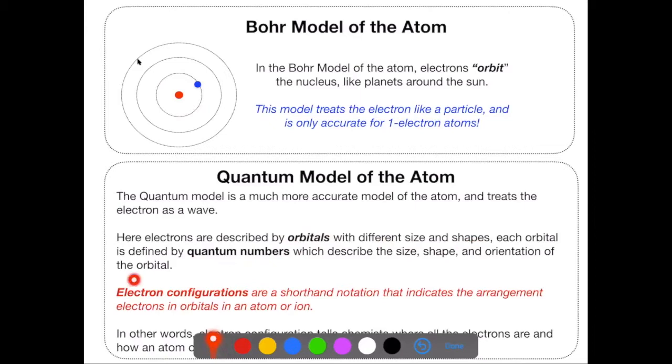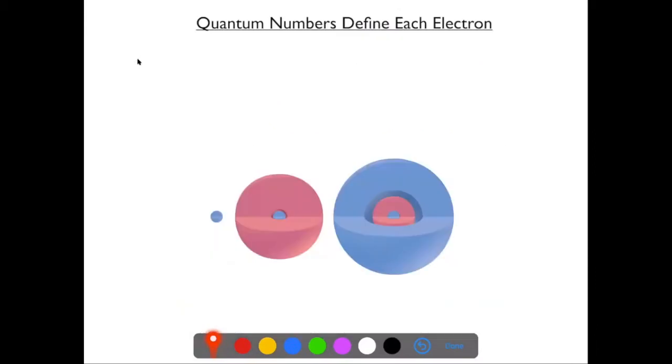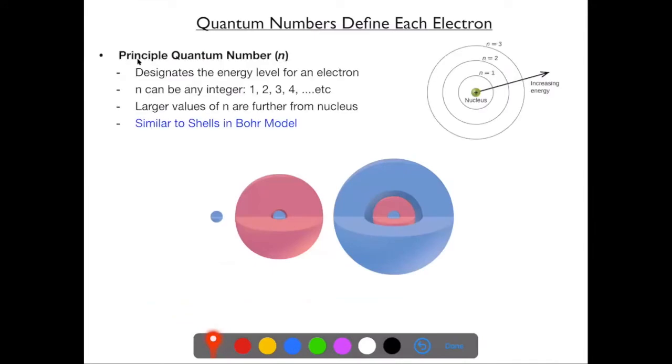An electron configuration then is really a shorthand notation, and that's going to tell us chemists where all of the electrons are in an atom, what orbitals hold all of the electrons in an atom. So a little bit about our quantum numbers first that define each electron. There are 4 quantum numbers. The first quantum number is the principal quantum number n. The thing to remember about n, without going into detail, is n is an integer value, so it might be 1, 2, 3, 4, etc.